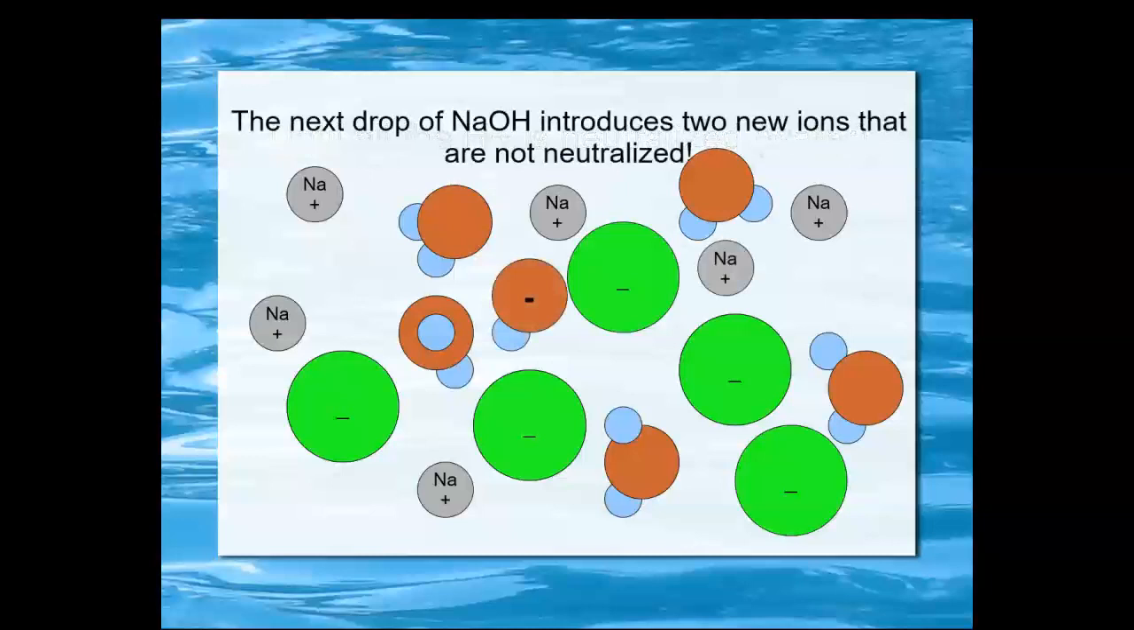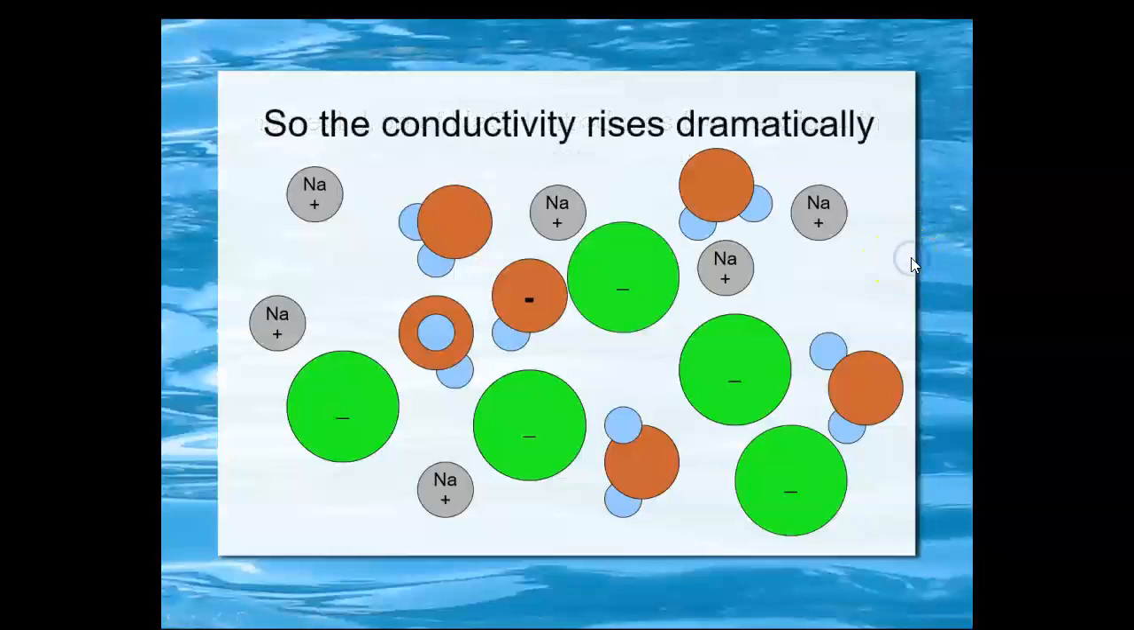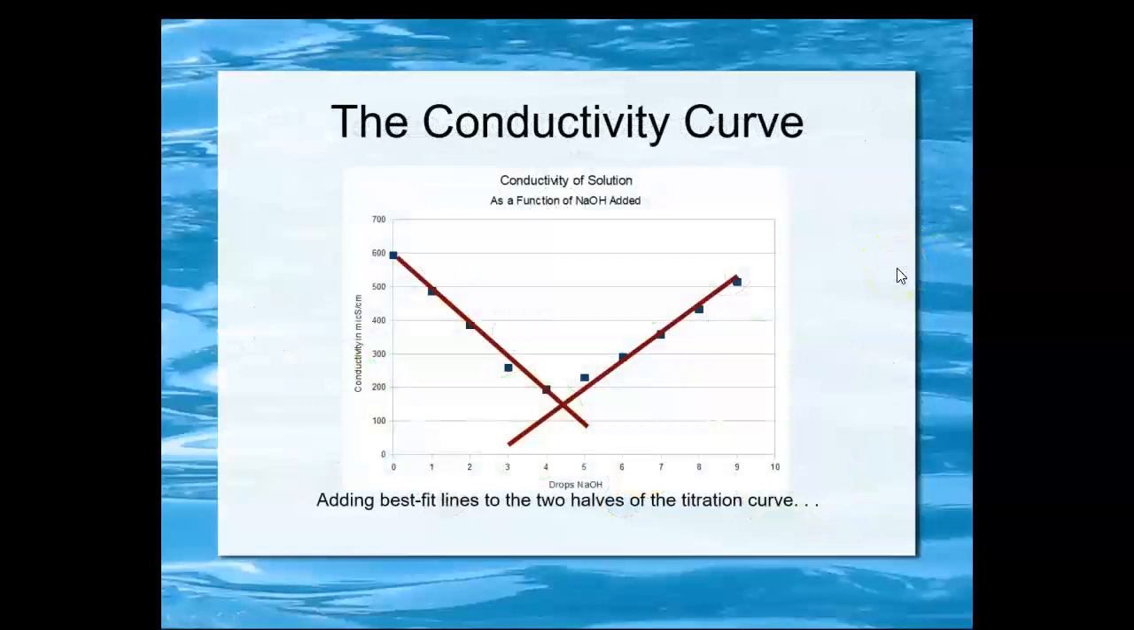The next drop of sodium hydroxide, however, introduces 2 new ions, and the hydroxide looks around for a hydrogen ion to neutralize it, doesn't find it. So now we've got the hydrogen ion and the hydroxide ion running wild in the solution. Conductivity rises dramatically with the addition of each of those sodium hydroxides, and that's what gives this positive slope straight line. We add the best fit lines.